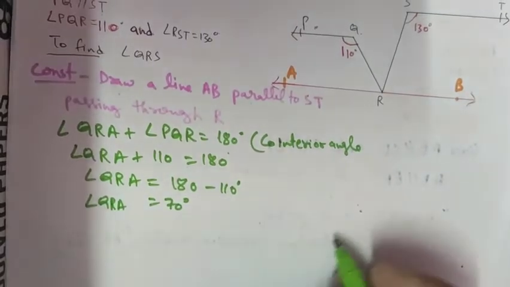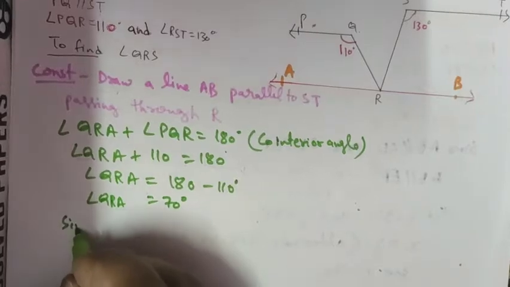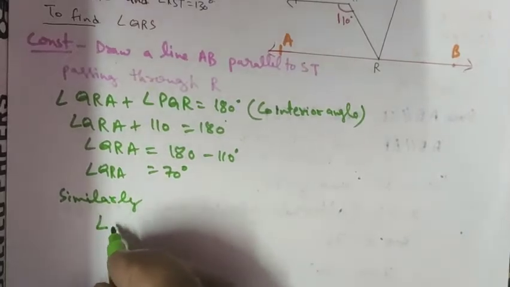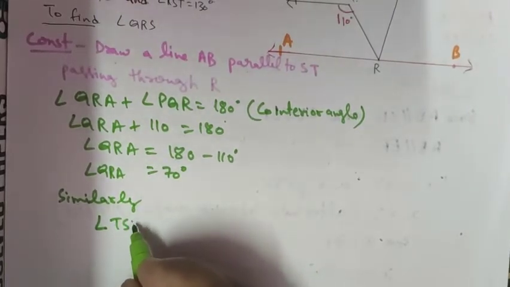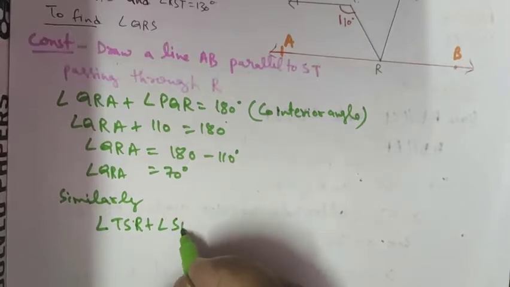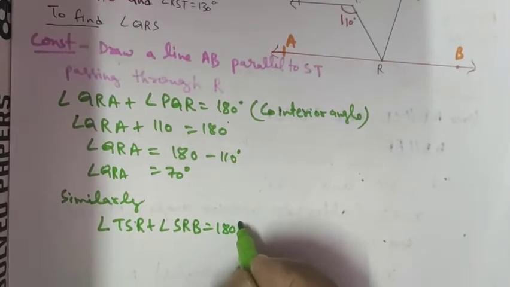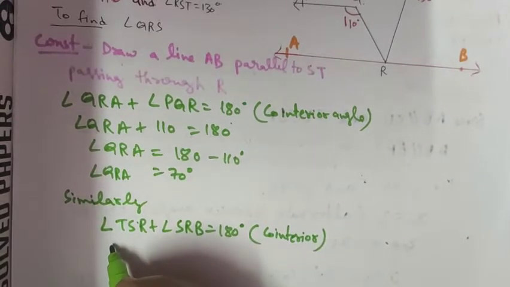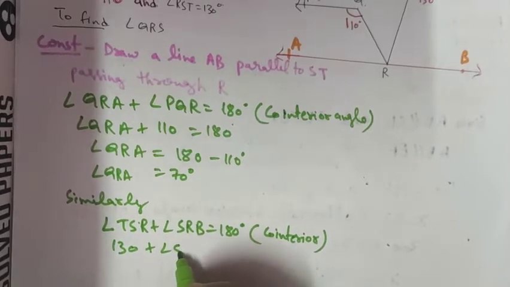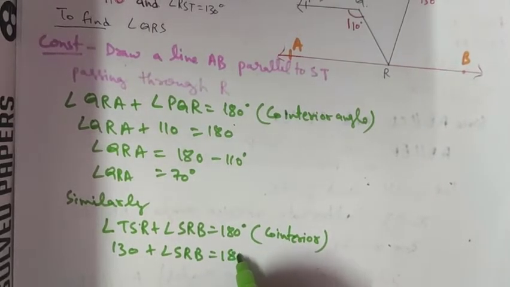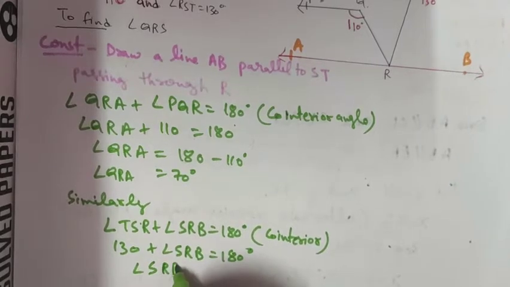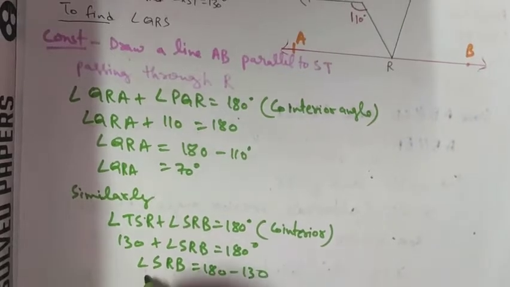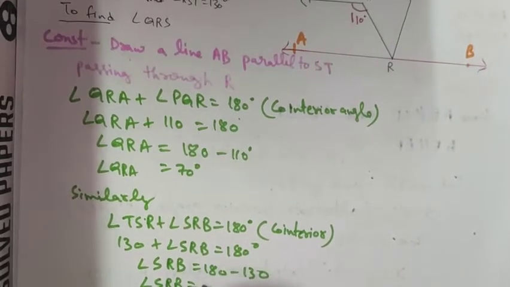Similarly, we can say that angle TSR plus angle SRB equals 180 degrees. Again, they are co-interior angles. So TSR is 130, plus angle SRB equals 180. So angle SRB equals 180 minus 130. Angle SRB equals 50 degrees.